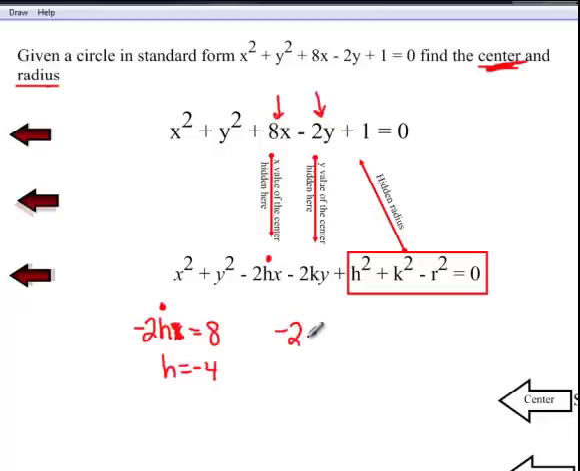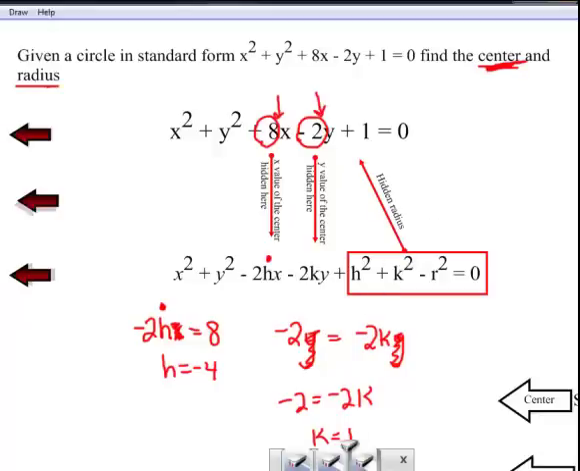Negative 2y equals negative 2ky. I'll even put the y in there for you. So when I solve this, the y's cancel out. Negative 2 equals negative 2k, so I guess k equals 1. So once again, all I have to do is take the number in front of the variables, divide by negative 2, and I get my center. That simple.